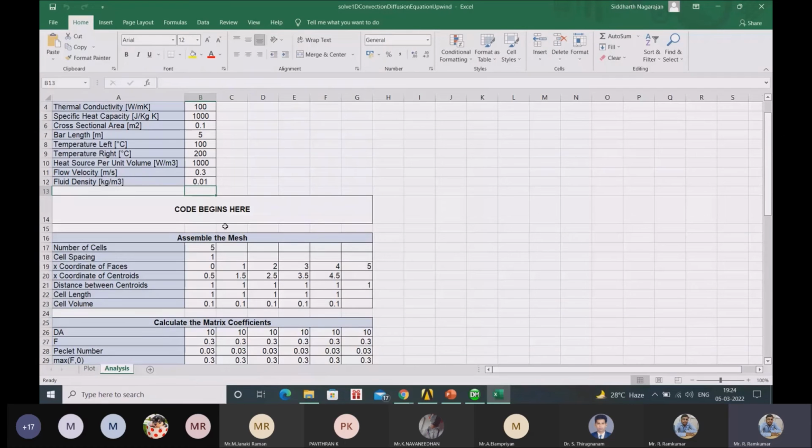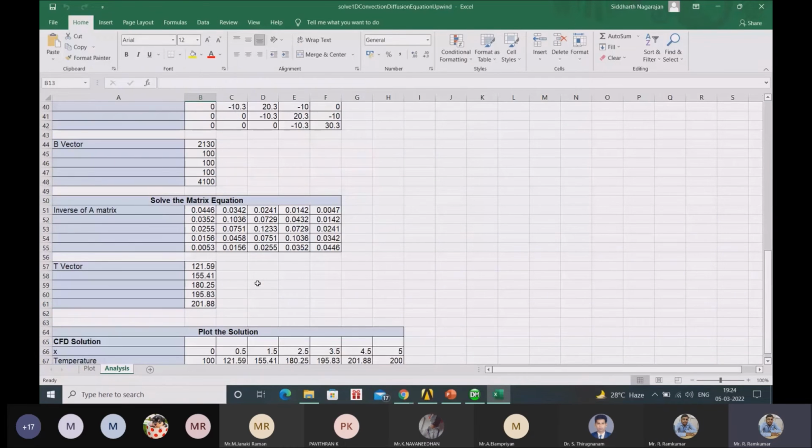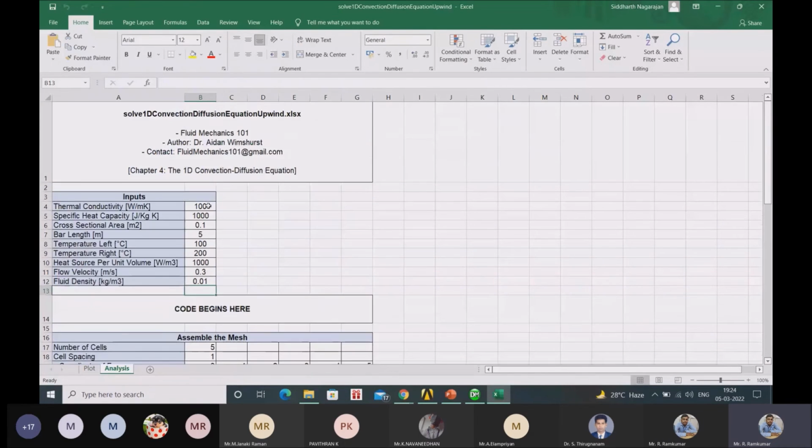You don't go for 3D, you can do 2D. And here, this particular simulation is a 1D rod. For that, we are giving the cross-sectional area of the rod, the length of the rod, the temperature at the left, the temperature at the right, and one internal heat generation. And we have one fluid density and fluid viscosity. All these are just the inputs.